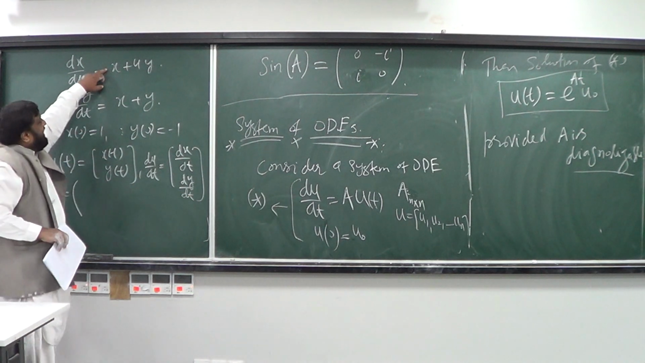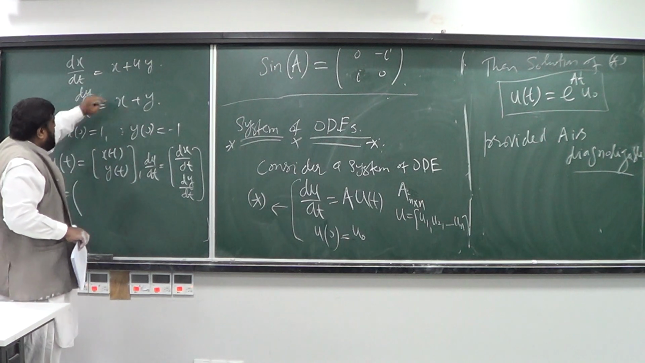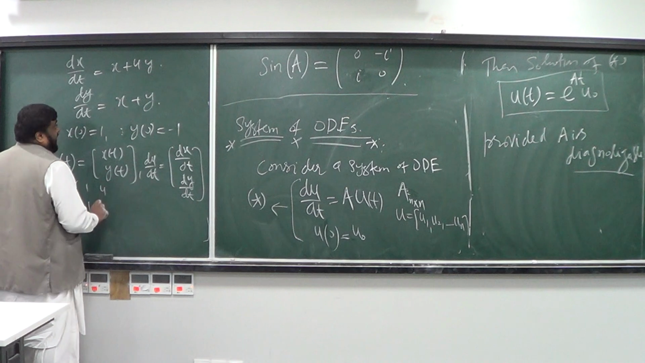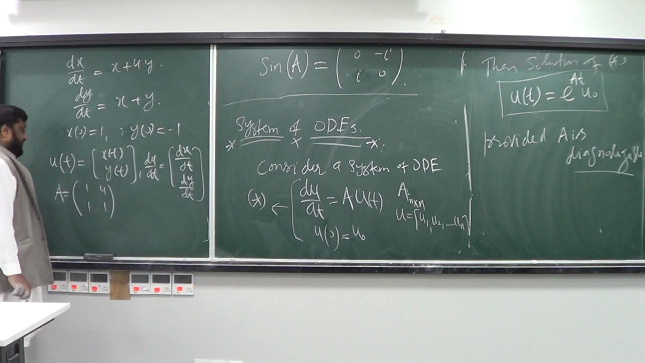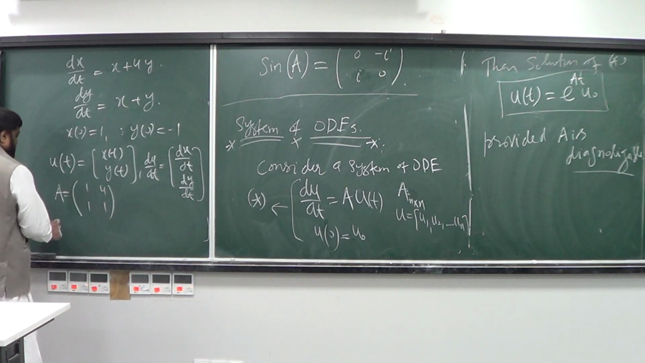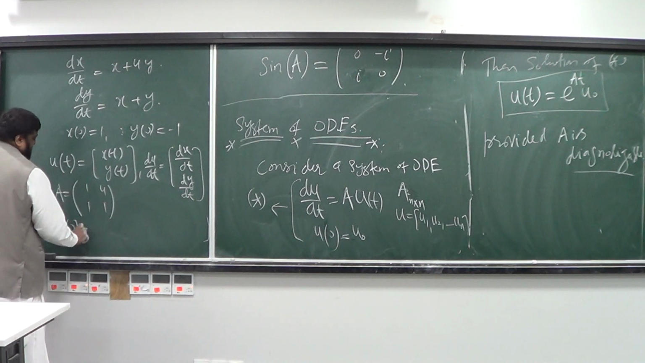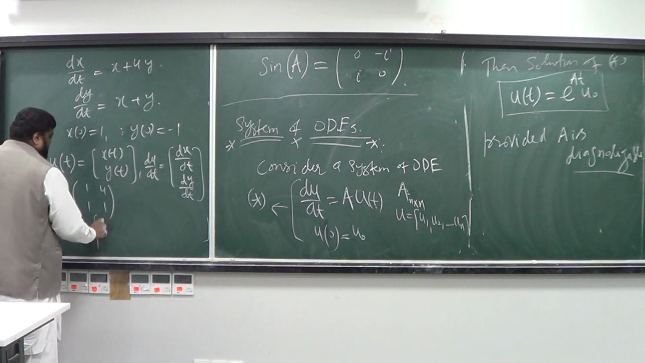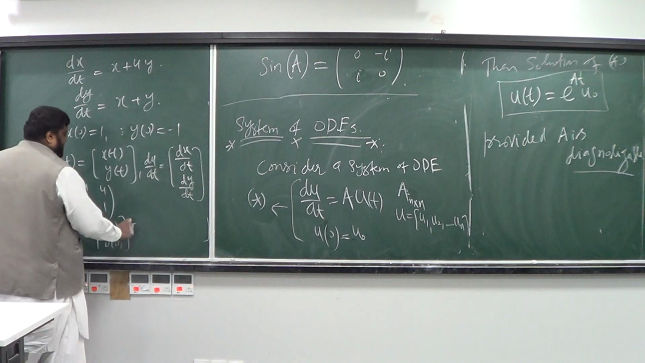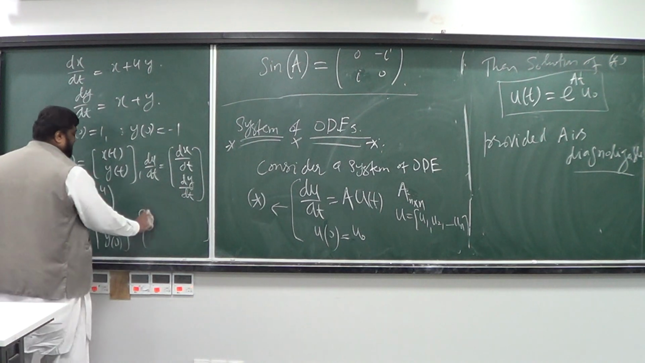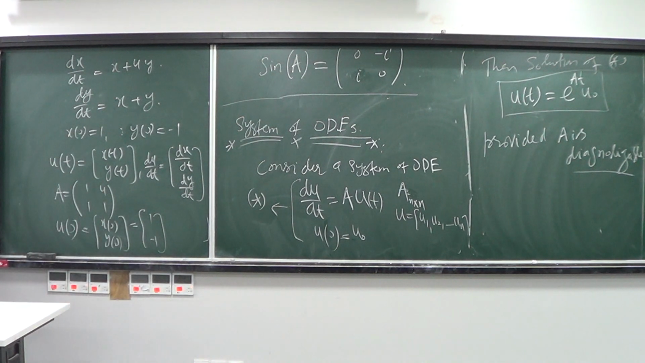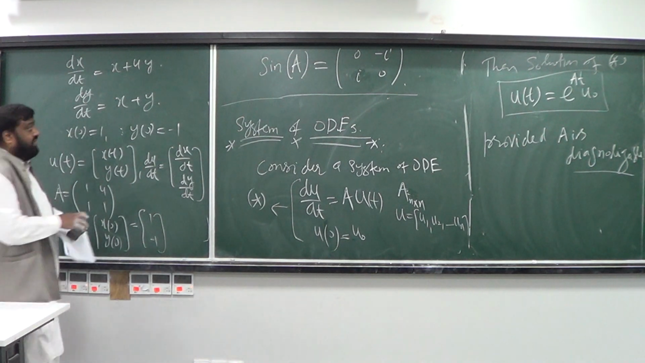So first I'm going to take the coefficients of x. So what are the coefficients of x? It's 1 and 1. And the coefficients of y are 4 and 1. Okay? So if u of t is this, what would be u of 0? The u of 0 is going to be x of 0 and y of 0. And x of 0 is 1 and y of 0 is -1.